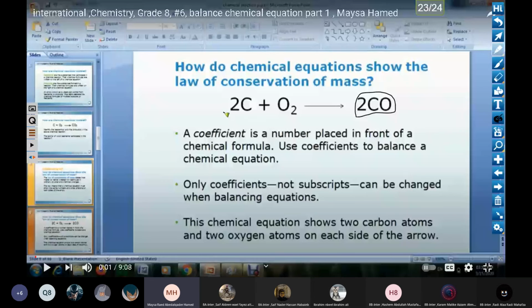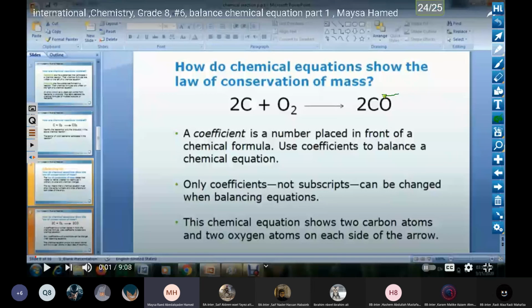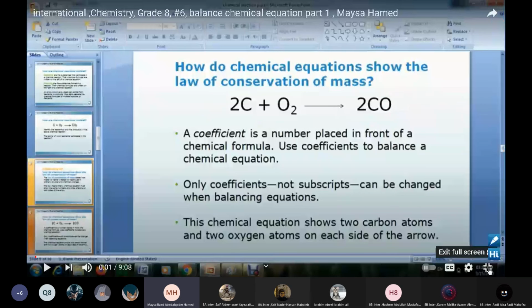For oxygen, how many oxygen atoms are in the reactant? They are 2. In the product, how many oxygen atoms do I have? Also 2. So this equation that you see on the screen is a balanced chemical equation. No problem with it. This one is a correct chemical equation. Next time we're going to learn the steps to balance the chemical equation.